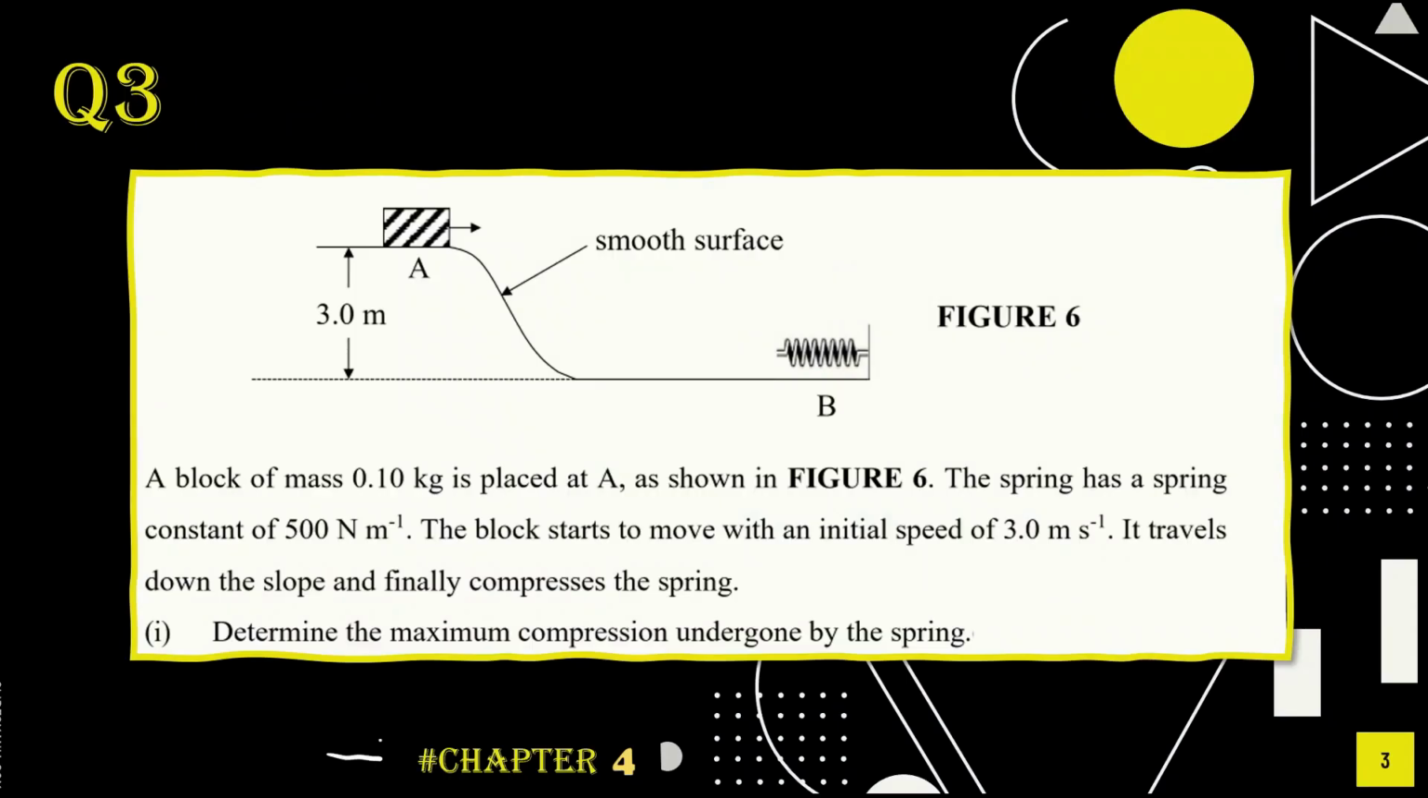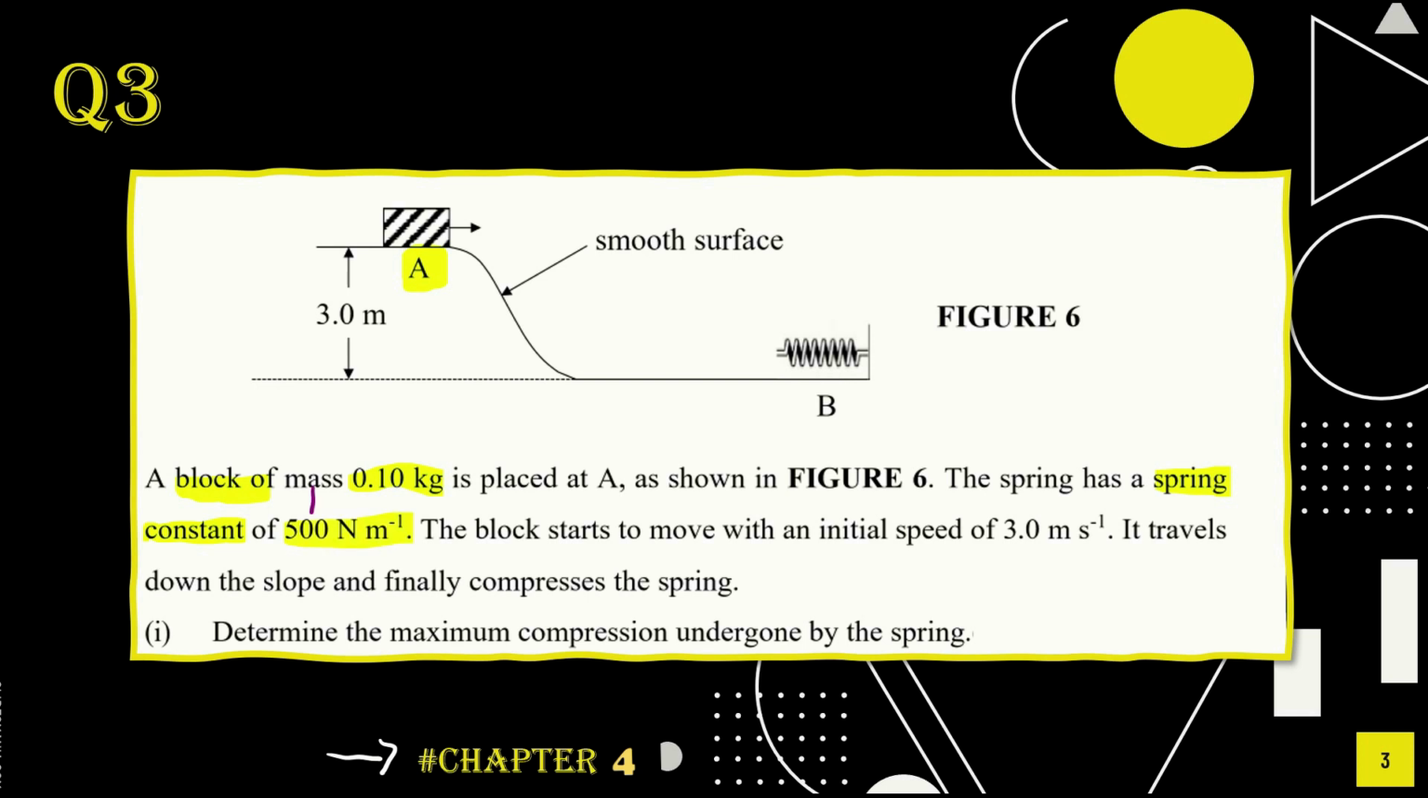Question number 3 is from Work, Energy and Power. So let's read the question. We have a block of mass 0.1 kilogram placed at point A. So we have A here at some height. As shown in figure 6, the spring has a spring constant of 500 Newton per meter.